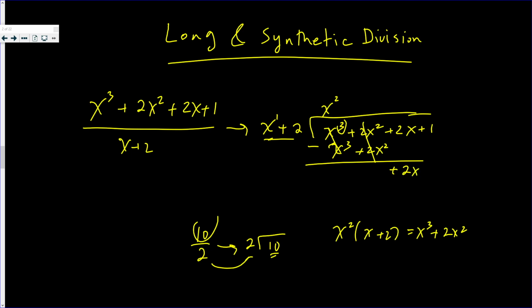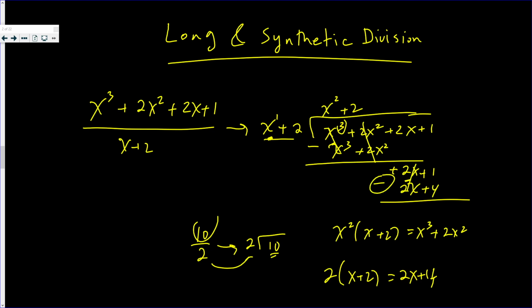So, you bring down everything else. What do you multiply x by to get 2x? Positive 2. And 2 times x plus 2 is 2x plus 4. And you subtract. 2x minus 2x is 0. Don't forget to subtract. 1 minus 4 is negative 3. That's the remainder. I'll write it as minus 3 over what we are dividing by.